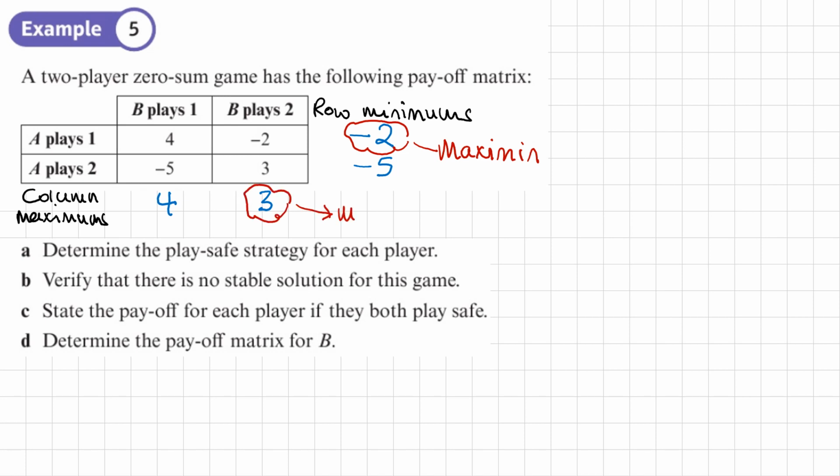So if each player is playing safe, then A would play 1. So A plays 1 because that's where their maxi-min is. And B would play 2 because that's where their mini-max is. So A plays 1, B plays 2. Part B, it says verify there is no stable solution for this game. There'll only be a stable solution if the row maxi-min equals the column mini-max, and it doesn't. So by the stable solution theorem, there is no stable solution.